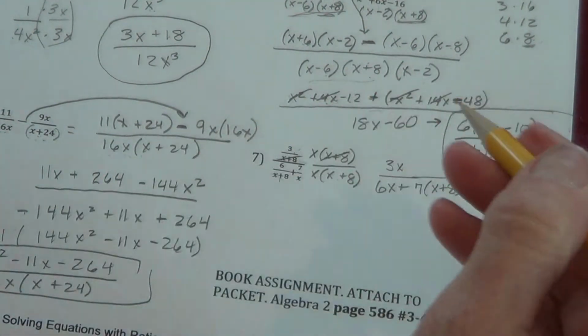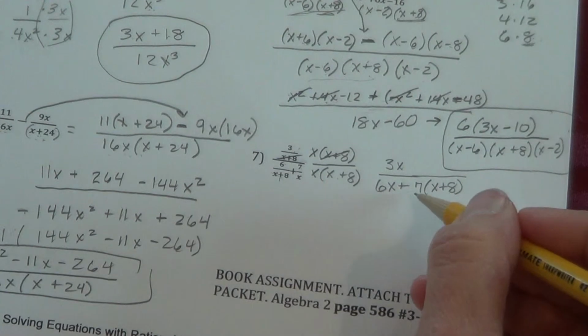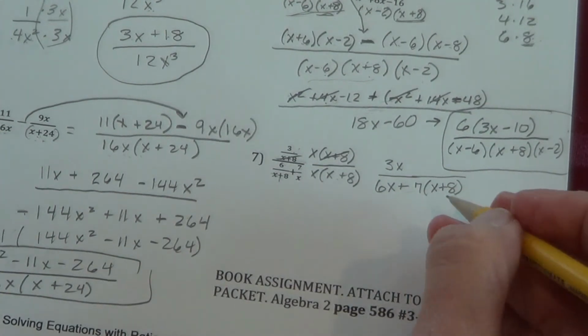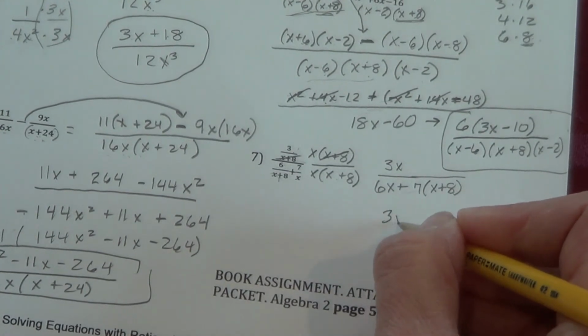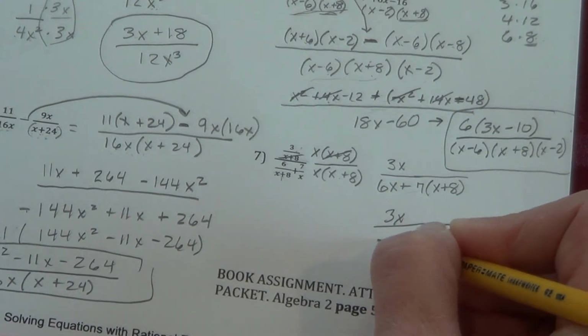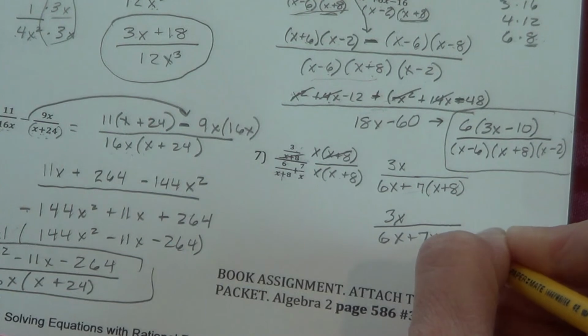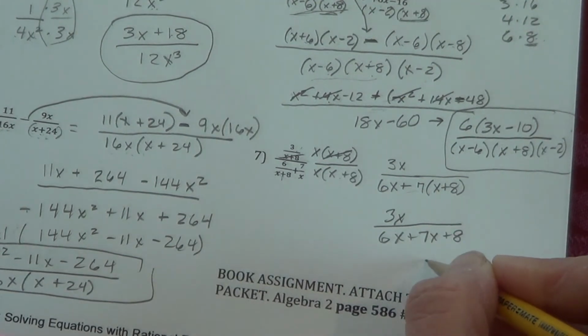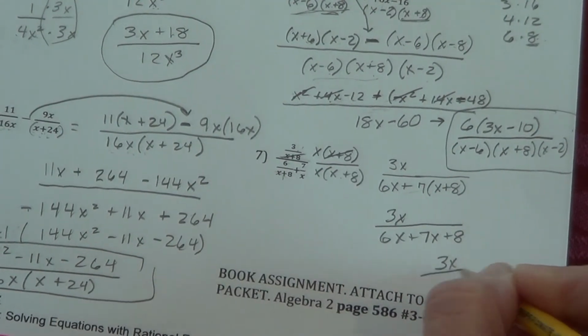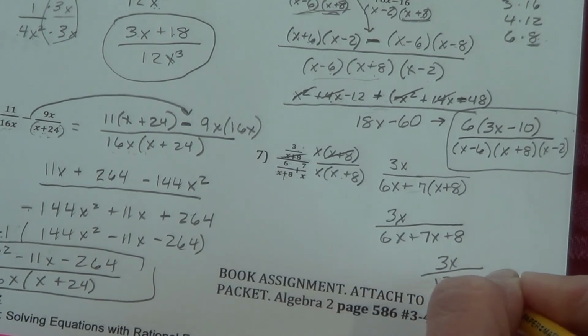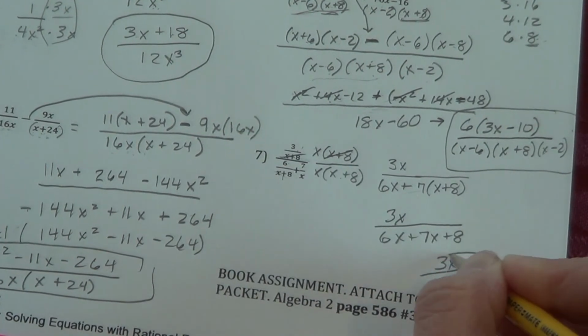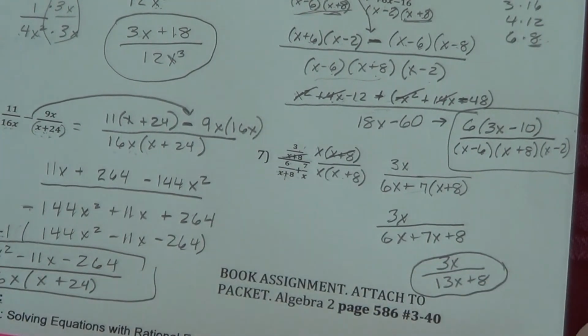Okay, now all we have to do is simplify this bottom. Since we have terms that we need to add, we'll go ahead and simplify that. So we have 3x over 6x plus 7x plus 56. So we end up with 3x over 13x plus 56. That is our final answer.